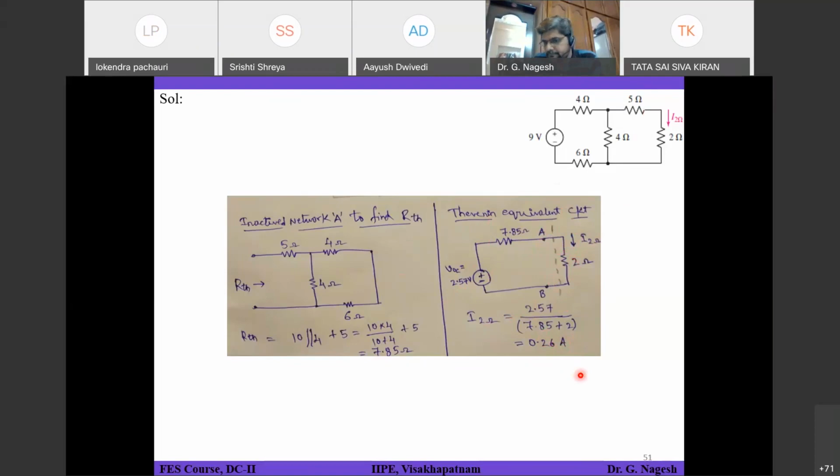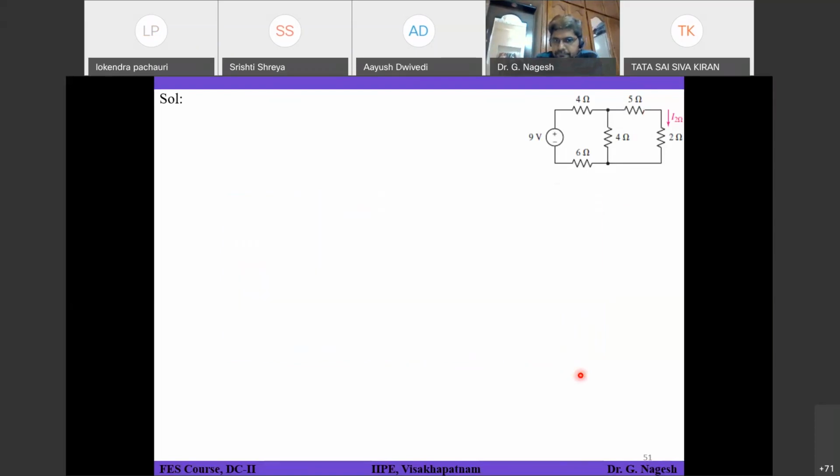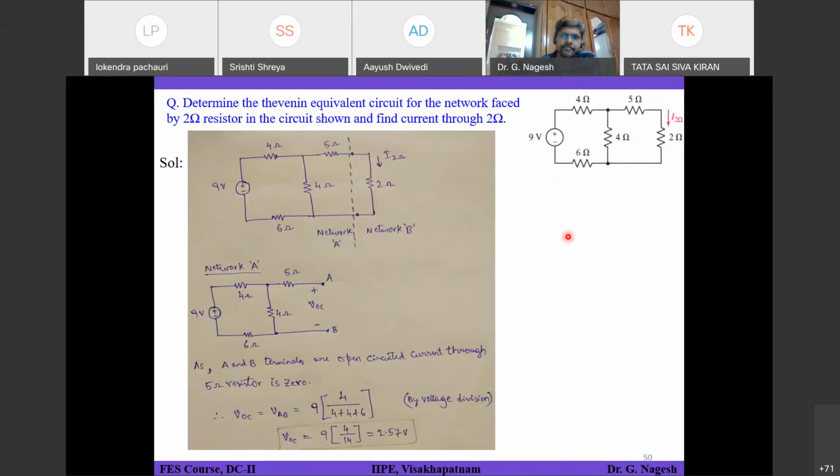In the calculation of VOC, there is no voltage across the 5 ohm resistance. The voltage drop is 0, because the current flowing through AB is 0, since it's an open circuit. When there is no current, what will be the voltage across the 5 ohm resistor? V = I times R, I = 0, so 0 times 5 equals 0. So the voltage drop is 0.